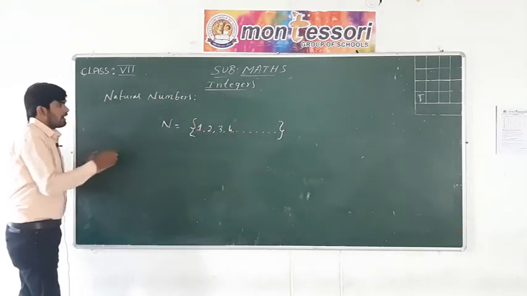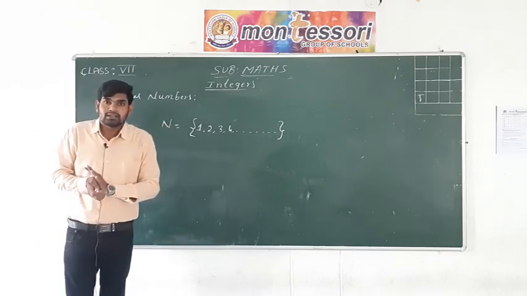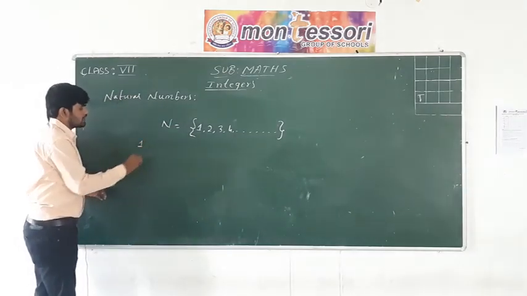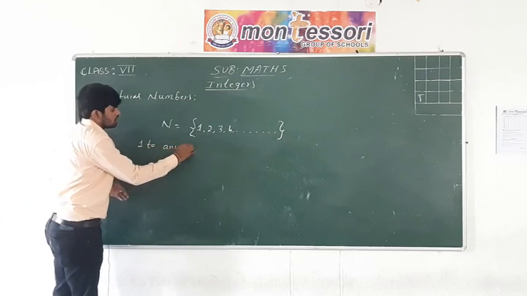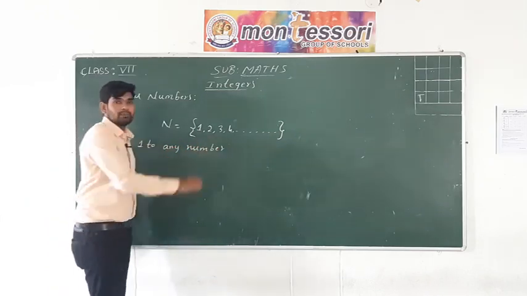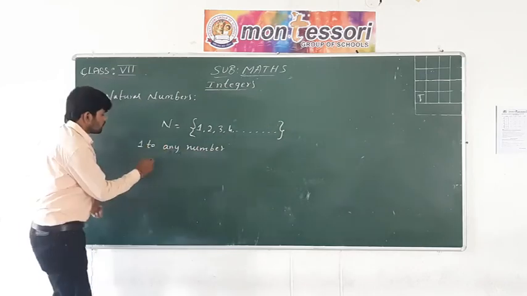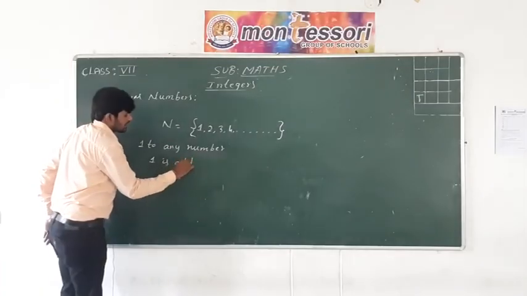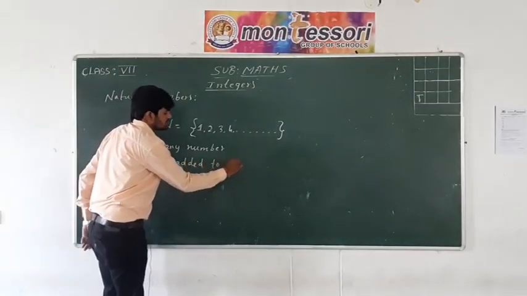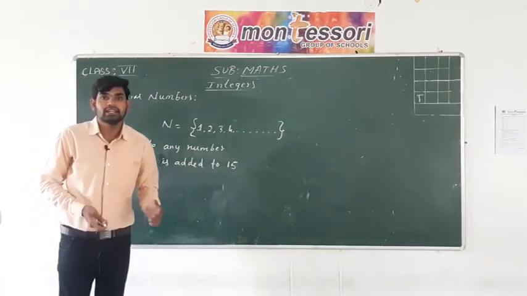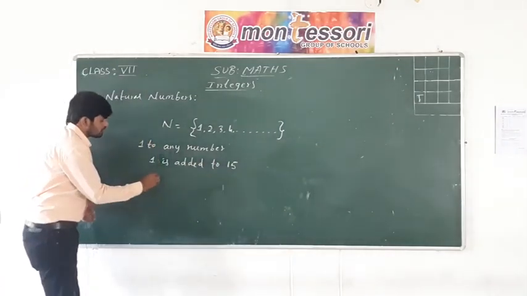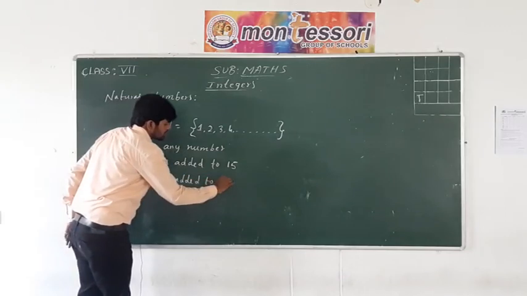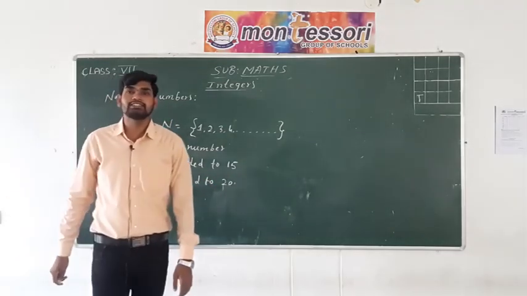Next, while learning about the natural numbers, let us discuss the basic operations. For example, if I add 1 to any natural number, the result will be a natural number. For example, 1 is added to 15. The result is 16, where 16 is a natural number. One more example: 1 is added to 20. The result is 21, where 21 is a natural number.